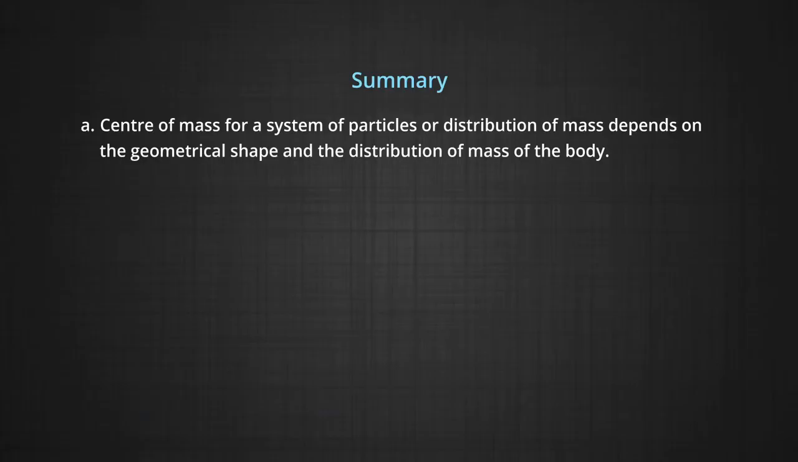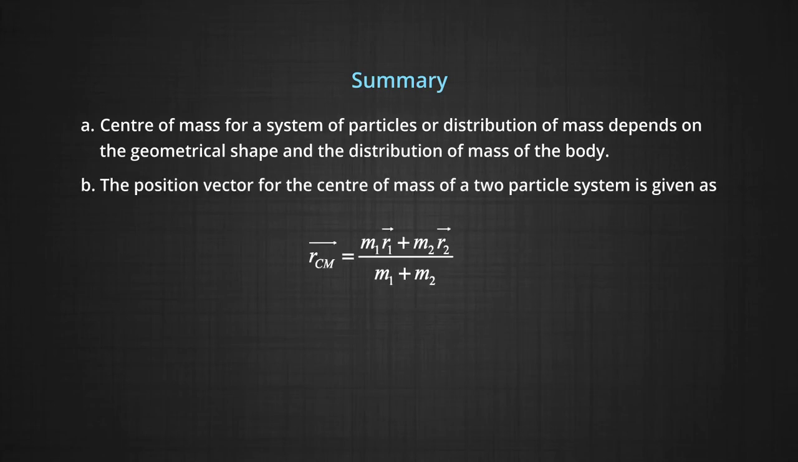Now we can summarize what we have learned today. Center of mass of a system of particles or distribution of mass depends on the geometrical shape and the distribution of the mass of the body. Next, the position vector of the center of mass of a two particle system can be written as RCM is equal to m1 r1 plus m2 r2 upon m1 plus m2.